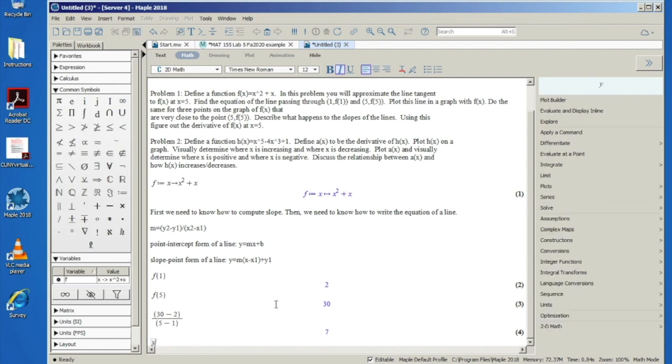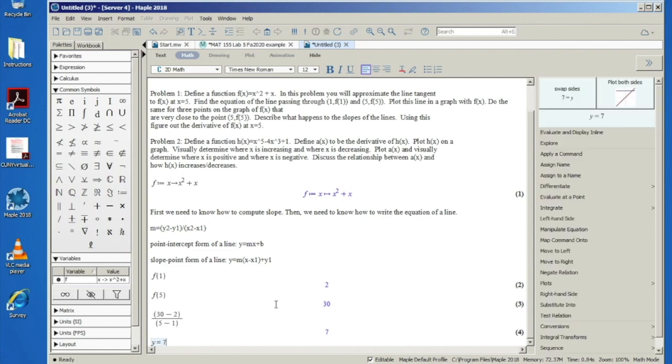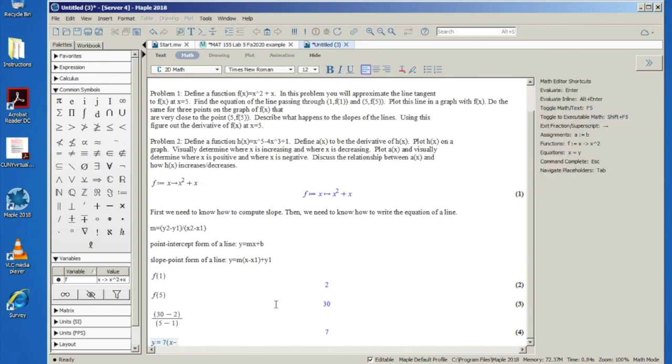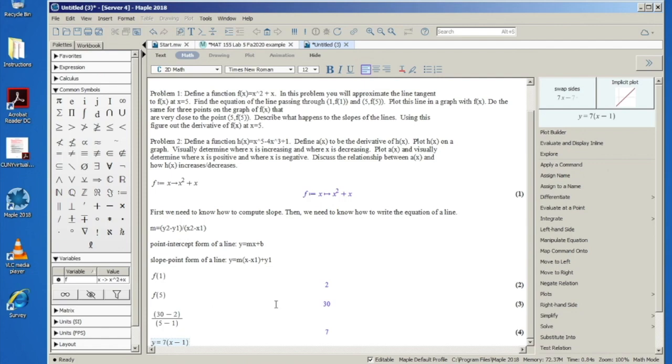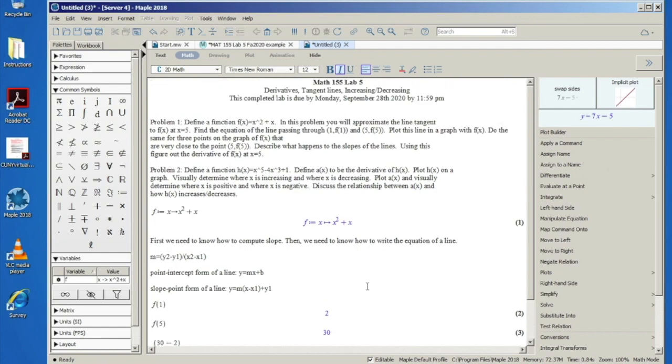So what do we have here? I have y equals m, well, we have 7, times x minus, well, what is x1? I could pick any of the 2 points. Again, these are arbitrary points. So I'm just going to pick x1 to be 1, which means that y1 is going to be 2, so plus 2. So the equation of the line is 7x minus 5. We can check that. If you fold, you get 7x minus 7 plus 2, which is minus 5. So we could certainly do this. So now we have the equation of the line that goes through the points 1, f of 1 and 5, f of 5.